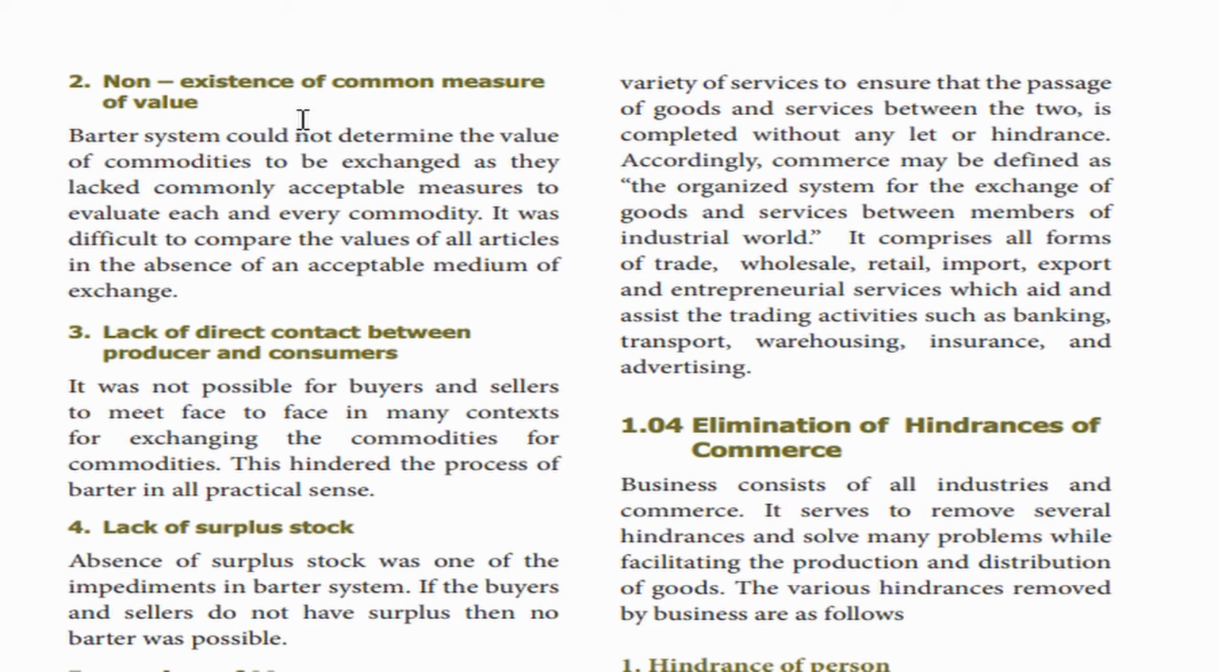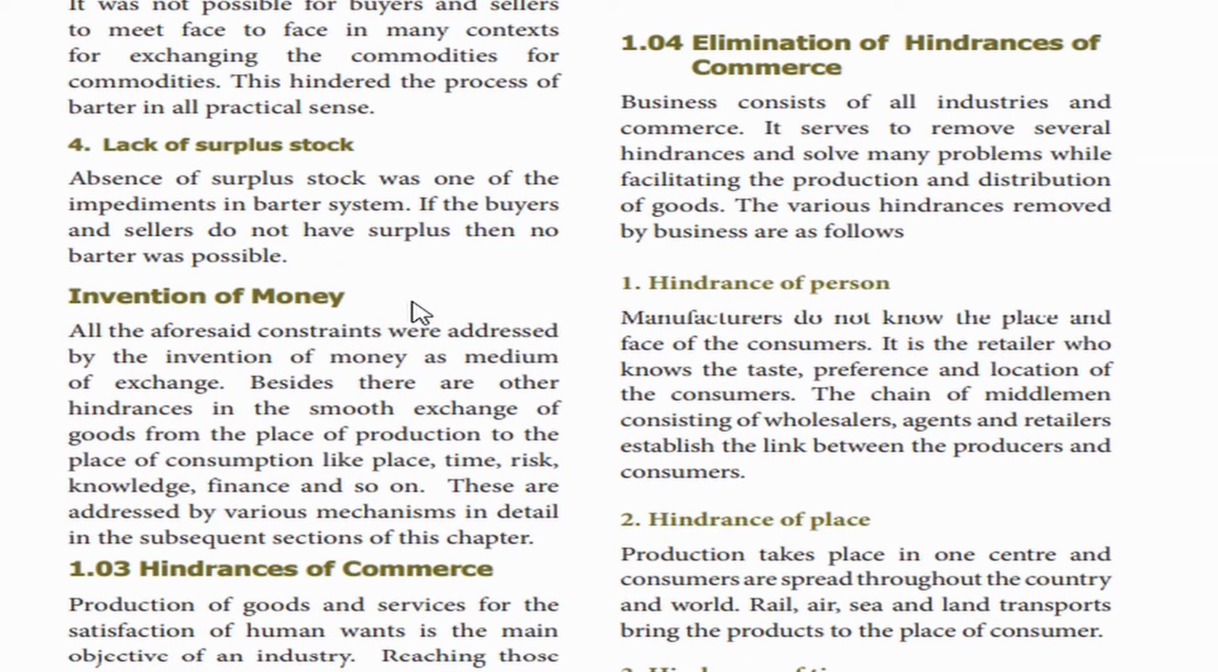It comprises all forms of trade, wholesale, retail, import and export, and entrepreneurial services which aid and assist the trading activities such as banking, transport, warehousing, insurance, and advertising. So it comprises all the trades like wholesale, retail and all, and assists with the trading activities. These are the trading activities, right? Banking, transport: it is through transport that the product reaches the consumers from the producer. And warehousing, insurance, and advertising.